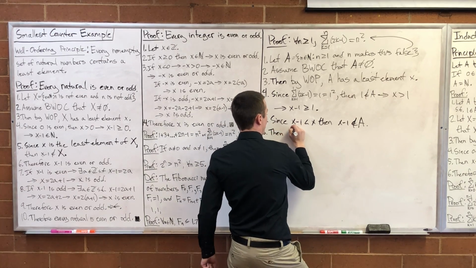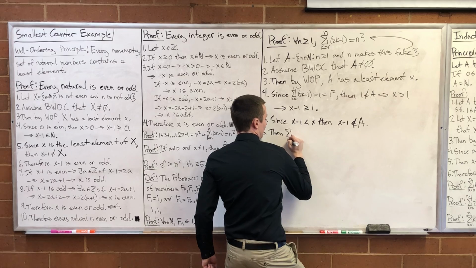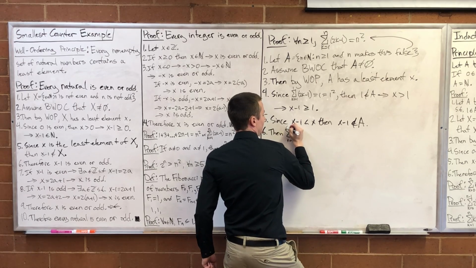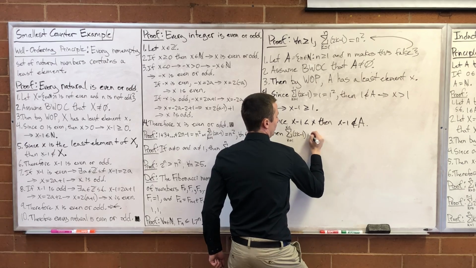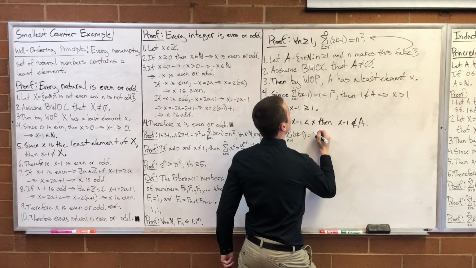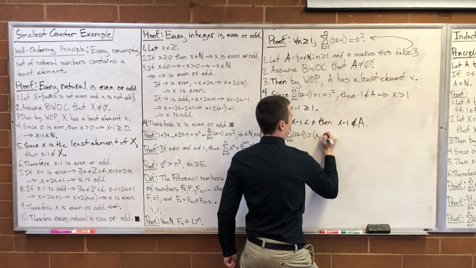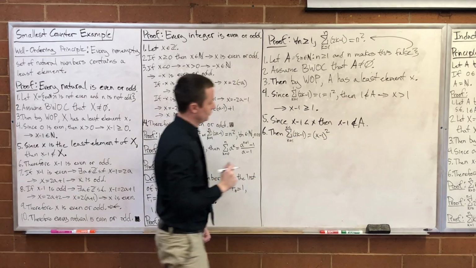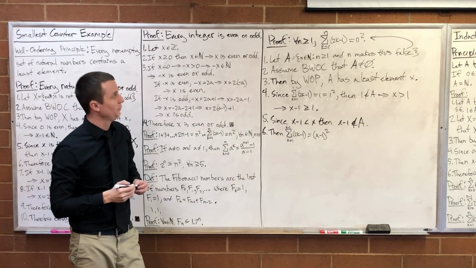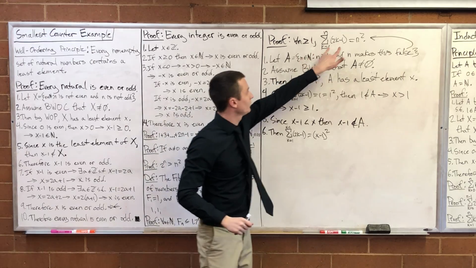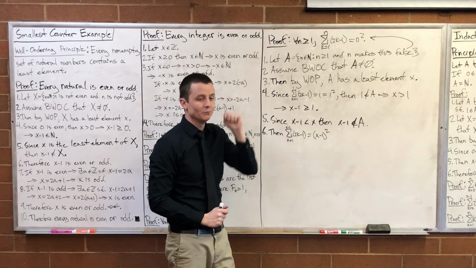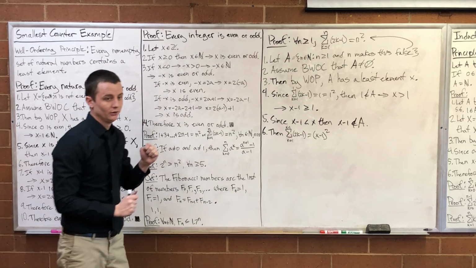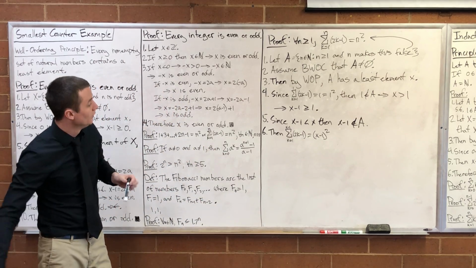Then the sum from k equals 1 to x minus 1 of 2k minus 1 is equal to x minus 1 squared. Right? x minus 1 makes the statement true. When you plug in x minus 1 for n, it's true. x minus 1 is a natural number that makes the statement true. You with me? Mm-hmm. Yeah.